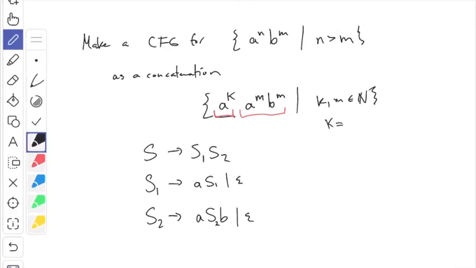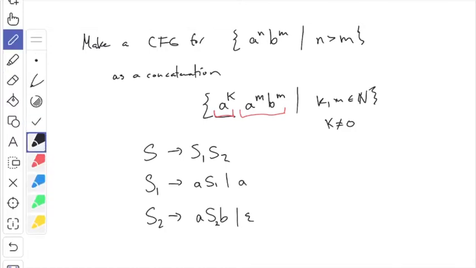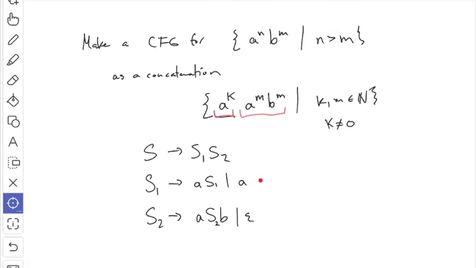K is not 0. How do I make that happen in my grammar? There's a simple way to ensure that we get at least one A at the beginning, not 0 A's. Yes, change the epsilon right here to an A. So right here, it used to say A S1 or epsilon, meaning you make a bunch of A's and then you finish off by epsilon. This says you make a bunch of A's and you finish with an A. This prevents you from taking 0 A's. You have to take at least one A. Excellent. Thank you for that.